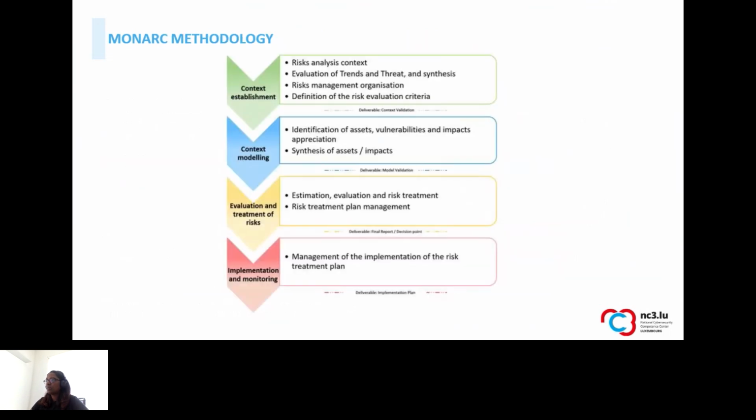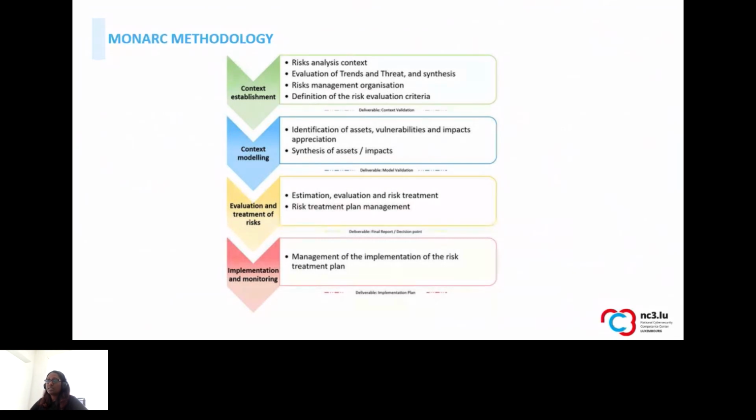If I dwell deeper into each step, when we establish context, we look at the scope, what we want to take, what is the context, what are the trends and threats that we see for this particular scope, and what is the kind of risk management organization we have. In larger organizations, of course, you have a very large team you can include, but for smaller companies, this is where you can decide how to organize your risk management. And then we can delve into risk evaluation criteria. Once you do all of these 4 steps, you have a downloadable deliverable. You can take it and share it with your team. That deliverable is called context validation.